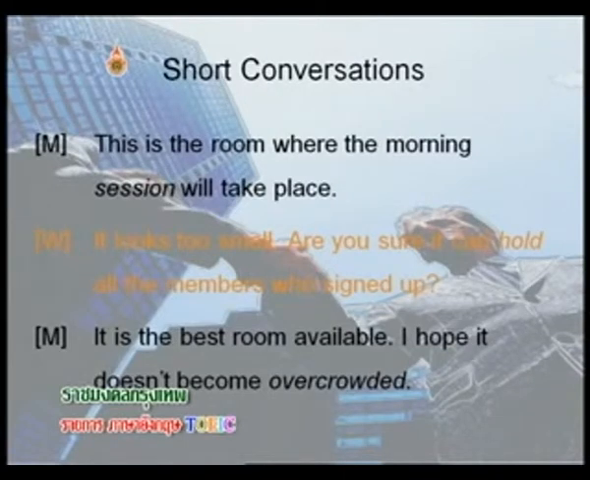And in the previous week we introduced you to three new words: session, hold, and overcrowded. This week we are going to look into details on how we can detect the meanings of these words, or how we can understand these words in context. So let's have a look.